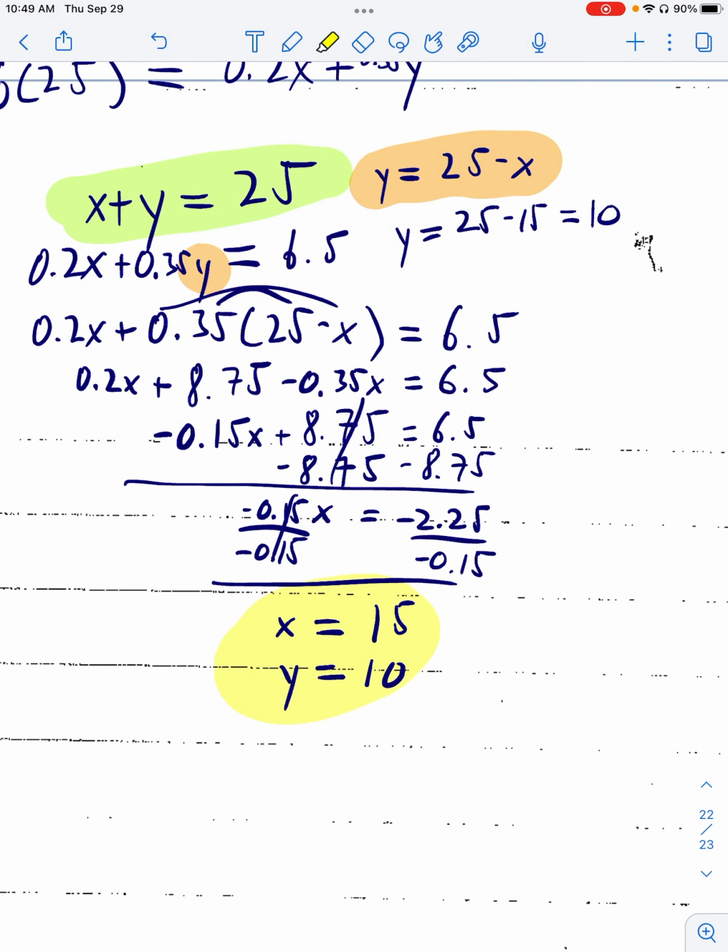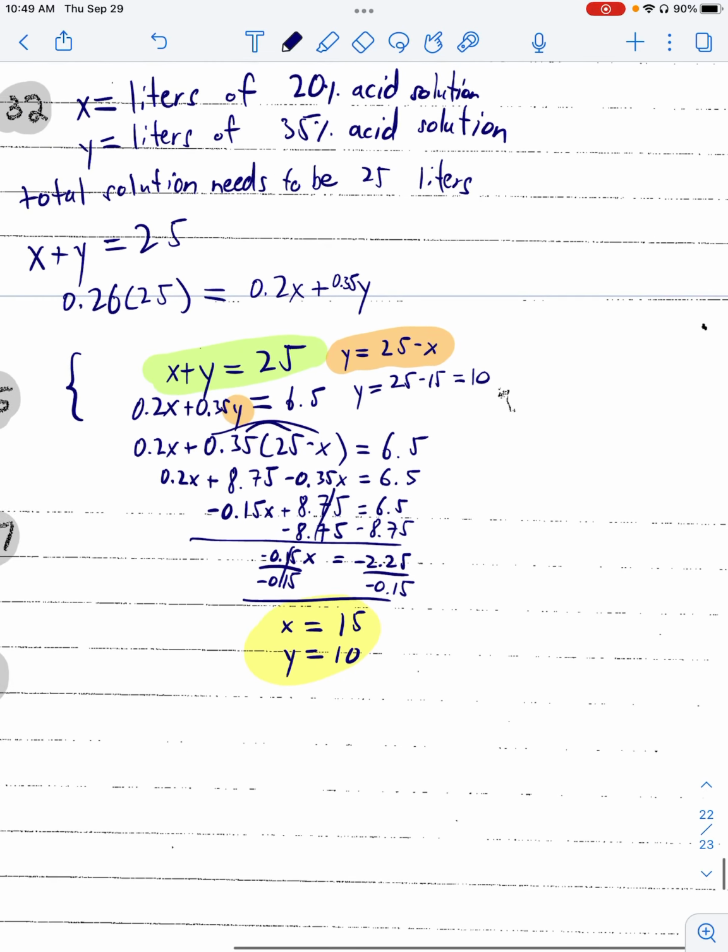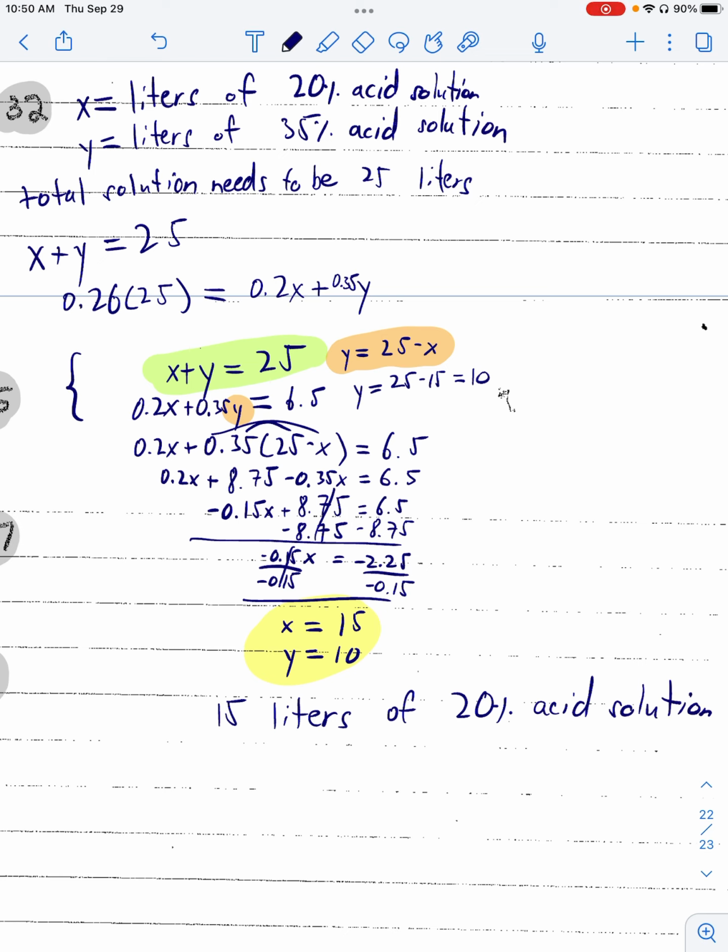What was X again? It was the liters of my 20% acid solution, and Y was the liters of my 35% acid solution. We have to interpret this in the context of the problem for our answer, since it's a story problem. So we want 15 liters of the 20% acid solution, and we want 10 liters of my 35% acid solution. And there you go, that's my solution.